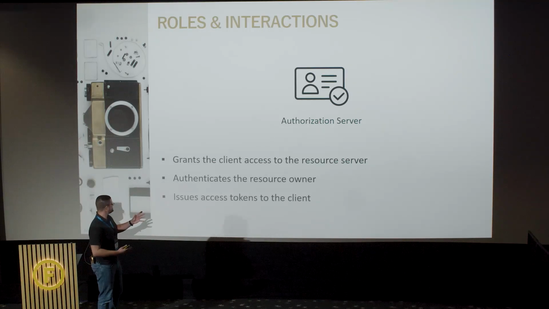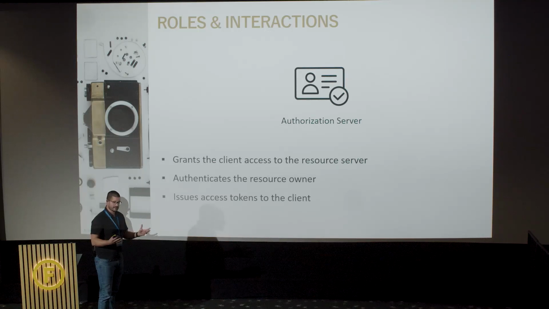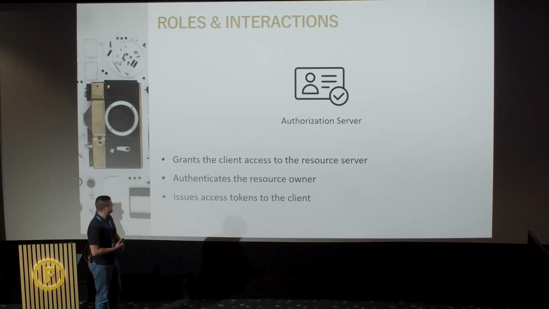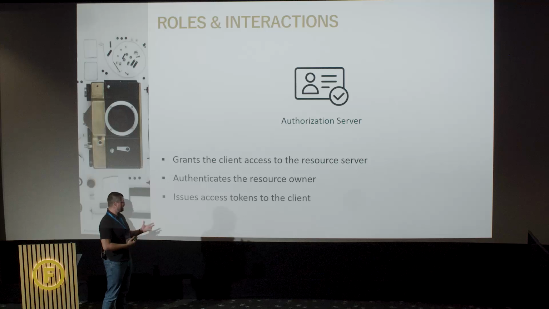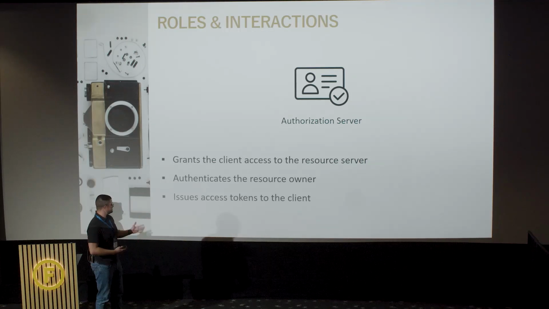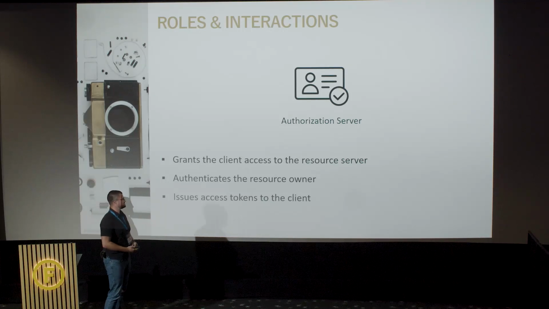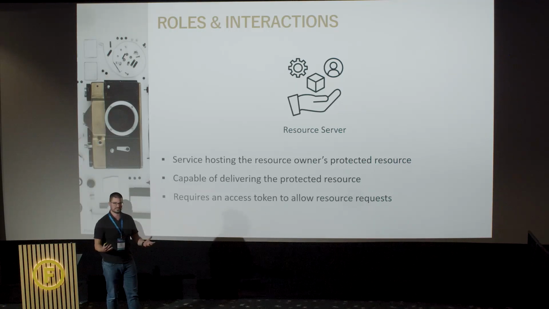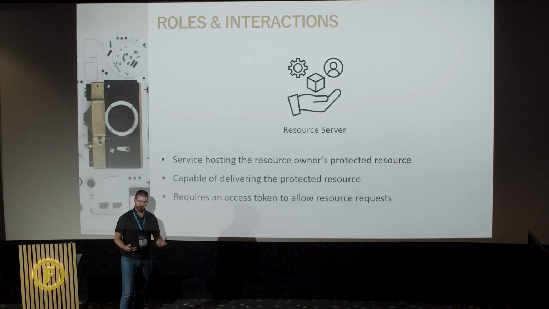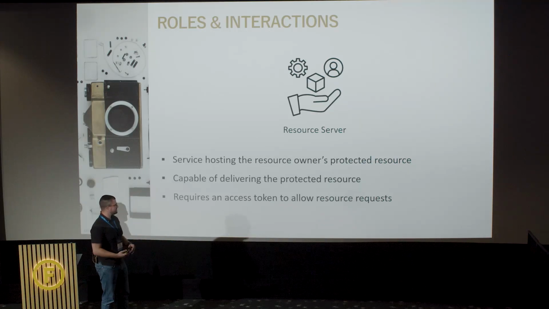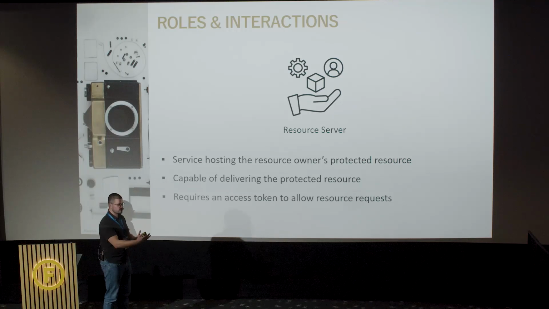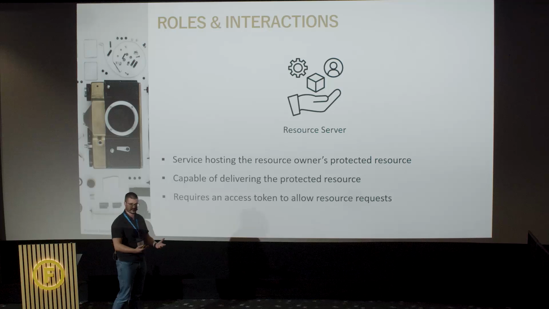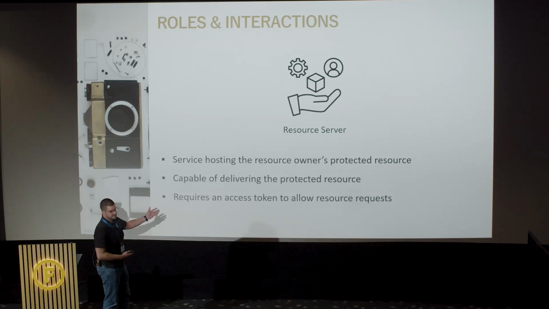Then we've got the authorization server, which grants the client access to the resource server. So not to the resource directly because it doesn't own it. It authenticates the resource owner, and it issues the famous access tokens you must have heard about in OAuth2 to the client. And the last one is the resource server. It's the service that's hosting the owner's resource securely, and it's capable of delivering that resource if you prove that you have the authorization to have access to that resource with an access token.